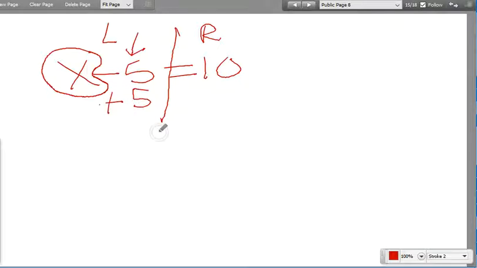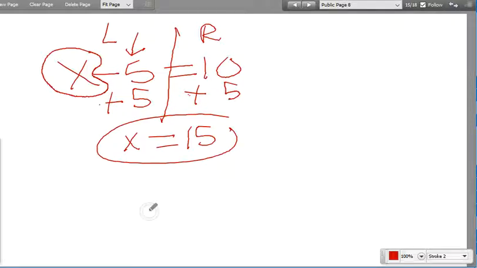And whatever we do on one side, we have to do the exact same thing on the other side. So if we add 5 on the left side, we have to add 5 on the right side. So our solution would be x equals 10 plus 5, which is 15. Our last step would be to check to make sure that 15 gives us a solution to this equation. We know that 15 minus 5 is 10. Okay, I hope that you guys got that one correct.